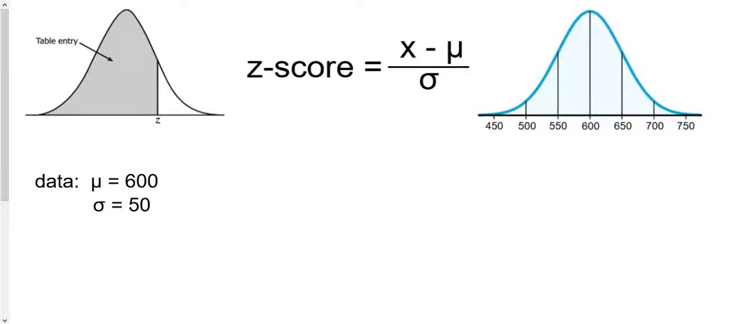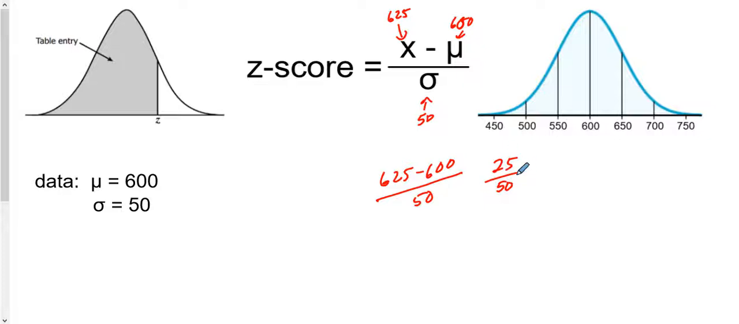So all we would do is take our 625 and it would go right here. This would still be 650, and this would be 50. And this here just comes from our data over here. So 625 minus 600, which is the very middle, over 50. 625 minus 600 is, of course, 25, and that's over 50. I hope everybody sees that that's basically 1/2, so that would be 0.5.